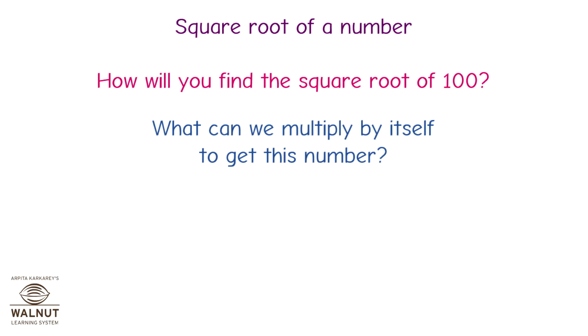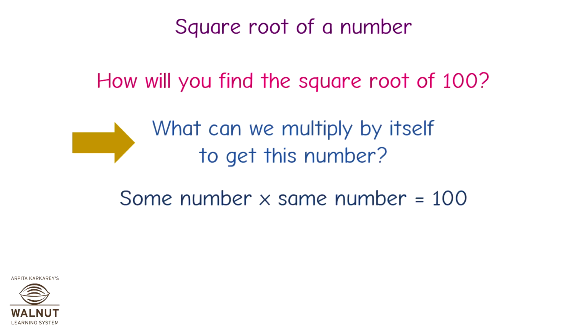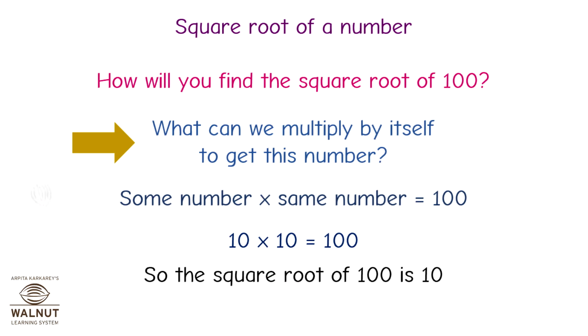How will you find the square root of 100? What can we multiply by itself to get this number? Some number into same number is equal to 100. So 10 into 10 is equal to 100. So the square root of 100 is 10.